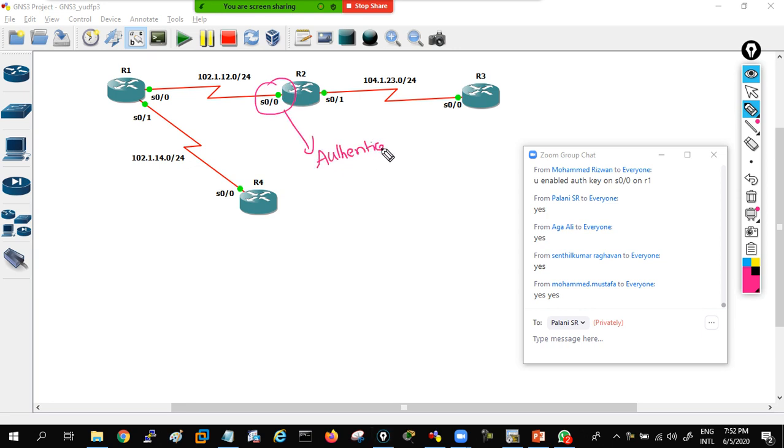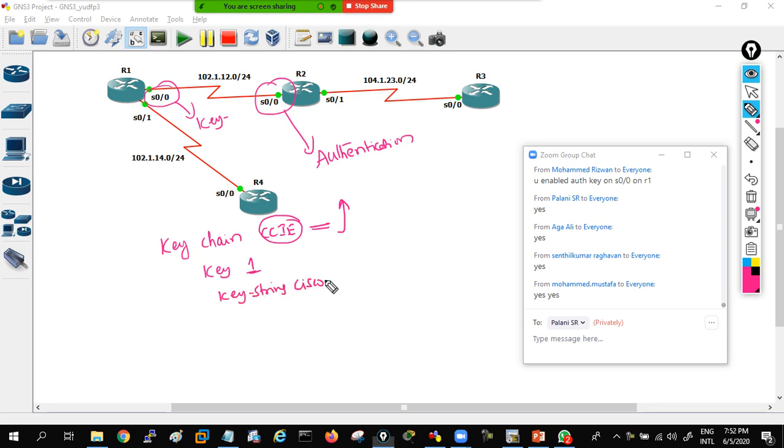Okay, but again, remember: whenever you configure authentication, the key ID and key string have to match. Remember how I configured it? In router 1 I configured the keychain CCIE. This is just the name, and it doesn't need to match on the other side. But inside that I typed key ID 1, and then inside that I typed key string Cisco. So this key ID and key string should match on the other side.